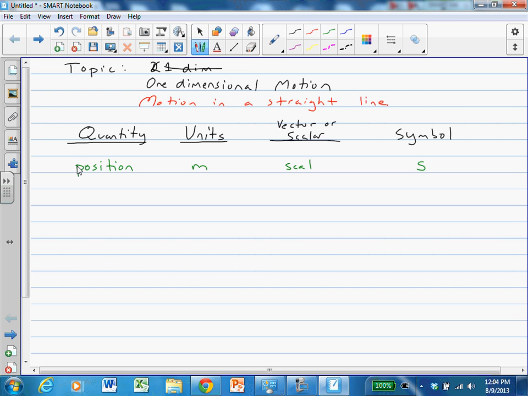The next one is displacement. Displacement also has units of meters, but it's a vector, and its symbol is like that. Now distance, it's also measured in meters, but it's a scalar. And it just has a symbol like that, delta S.